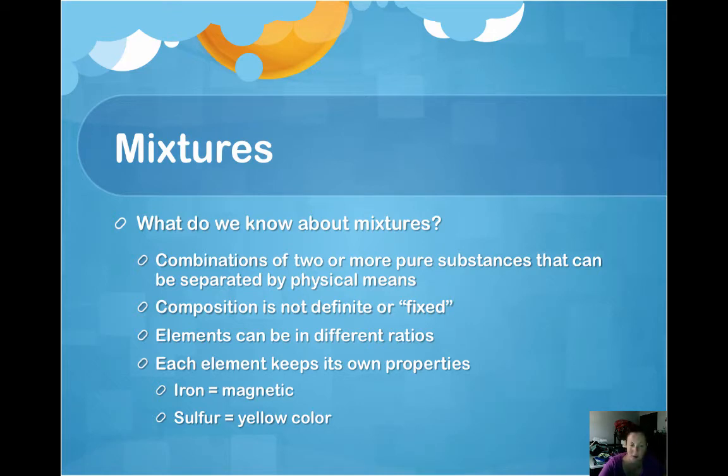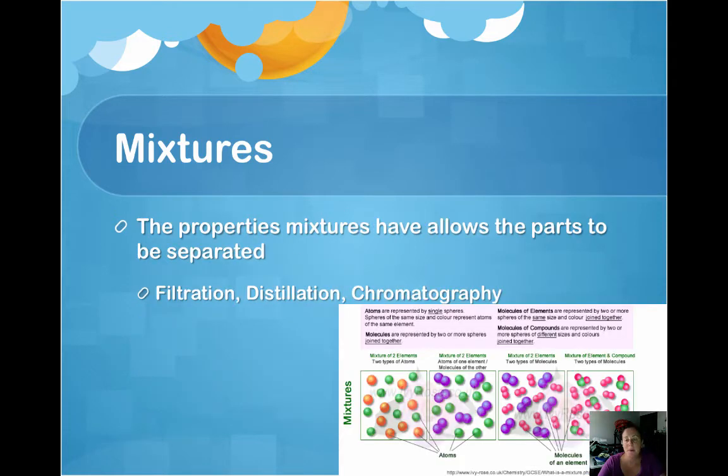This is one of our examples, and you can find that they keep their own properties. So the properties of mixtures allow the parts to be separated. Some of the ways that they can be separated are by filtration, distillation, and chromatography. So we're going to talk about those methods.